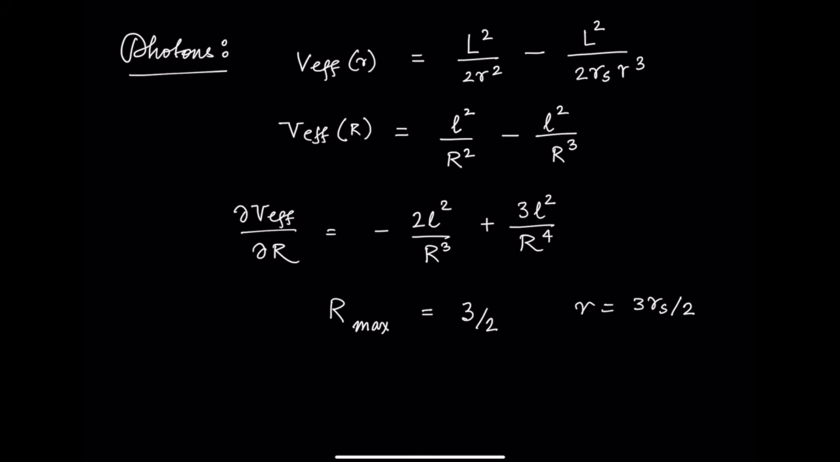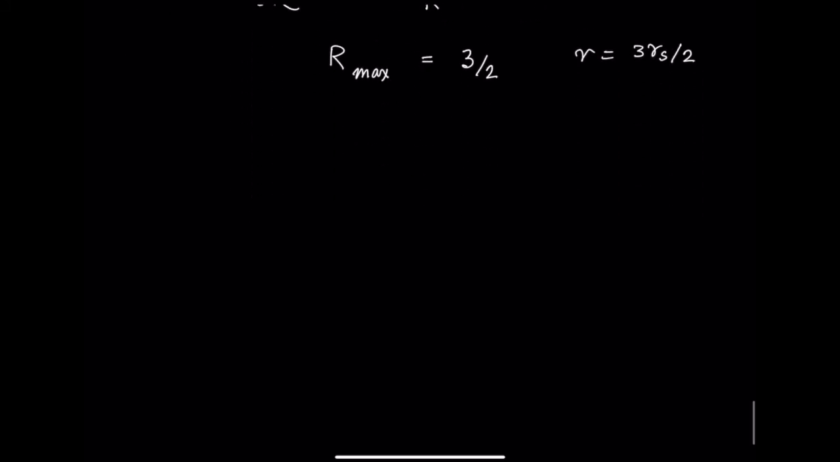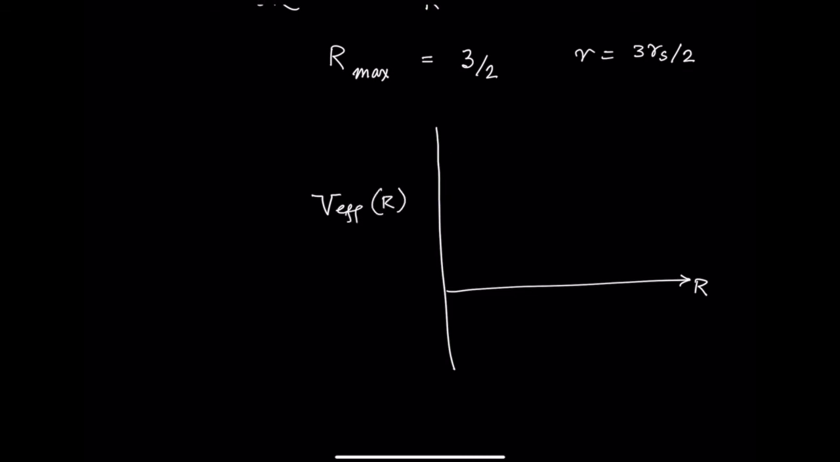Right, so how does the effective potential look in this case? As I have written, it will be an extremum, a maxima, that you can check. It will look like the following. So this is r, and I'm plotting V effective as a function of r. It will look something like that. So there is an unstable circular orbit here.